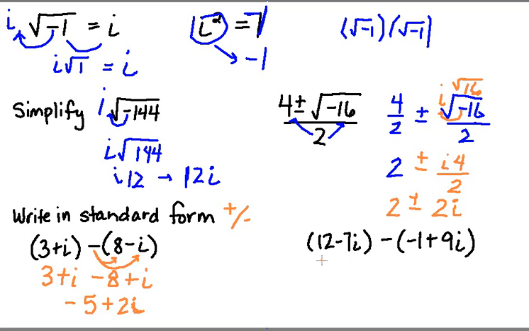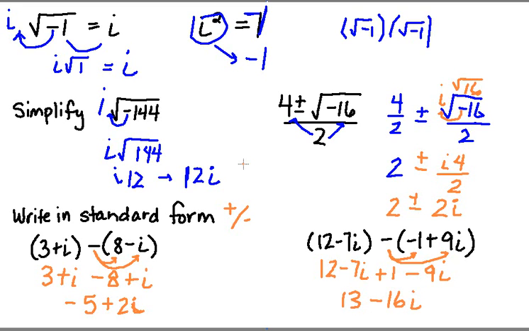Let's do another example. Here I would just drop the parentheses and get 12 minus 7i. Over here I need to distribute this negative, so I'm going to get plus 1, and make sure you distribute to everything in parentheses, minus 9i. And now from here I can just combine like terms. 12 plus 1 is 13, and minus 7i minus 9i becomes minus 16i. One final note: if you have a real part, that means just a number, we typically write that first and then we write the imaginary part second.